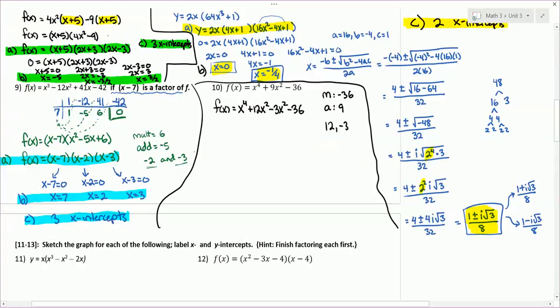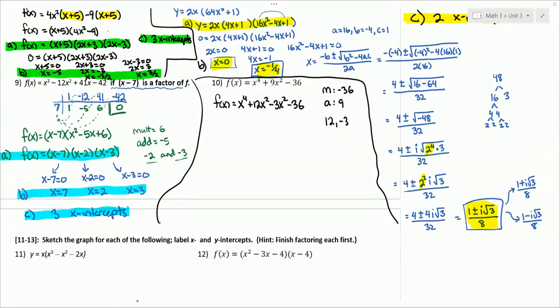Now when you split this up, make sure the 12 and the negative 3 are the same term as the middle term. So it's coming from the 9x squared. Because it's a 9x squared, both of these have the x squared. They need to be like terms. Then we continue with factoring. We're going to factor by grouping.